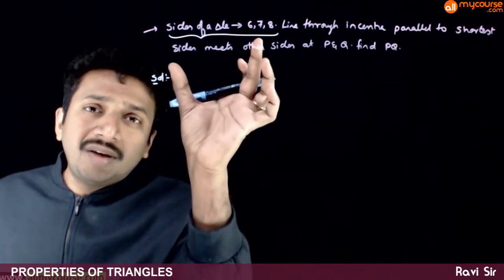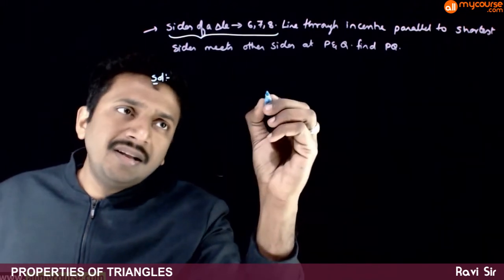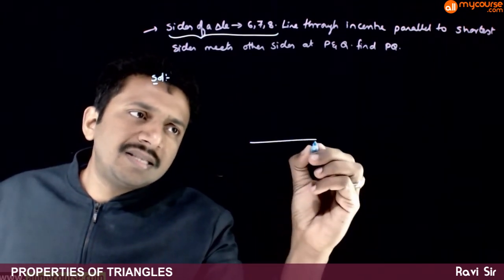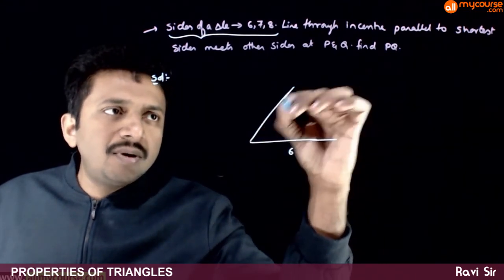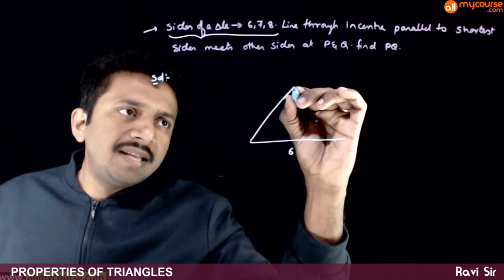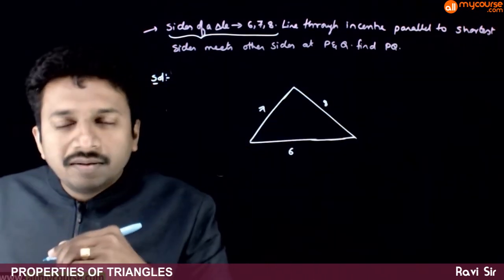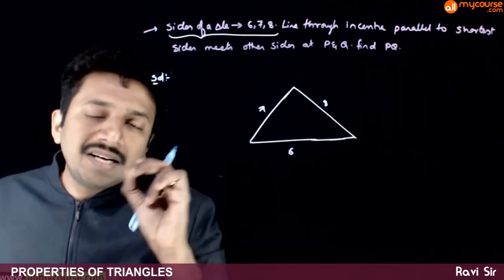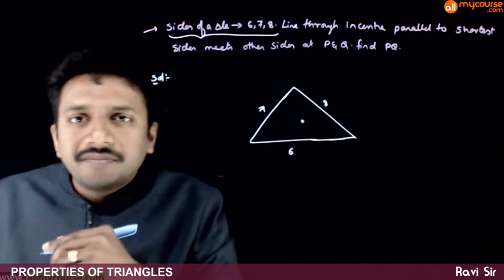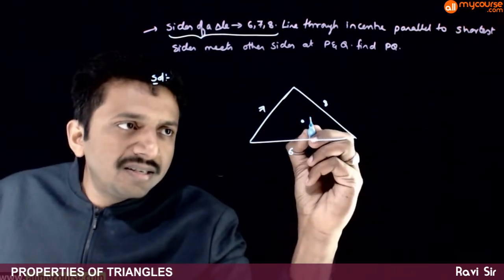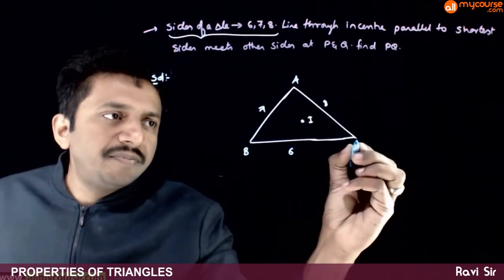So you're given that you have a triangle whose sides are 6, 7 and 8. It's a scalene triangle. So let us say this length is equal to 6, this length is equal to 7 and this length is equal to 8. Now you take the incenter of this triangle. So let us take this as the incenter, somewhere inside the triangle. So let us call this triangle ABC.